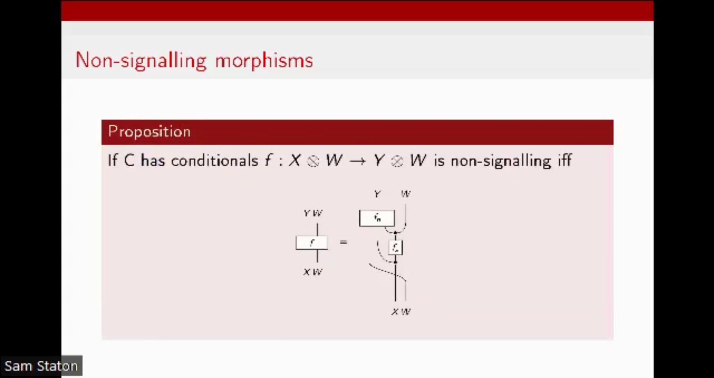If a Markov category C has conditionals, we can nicely characterize all the non-signaling morphisms. All the non-signaling morphisms have a disintegration of this form. So this is the result that appears in our paper, and this is an if and only if. So if a morphism admits such a factorization, then it is known to be non-signaling. And now we can use this representation to calculate a trace.